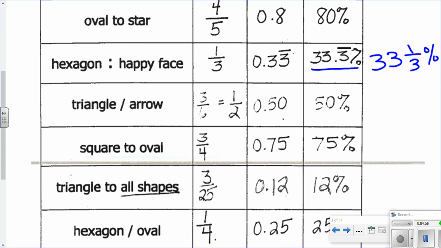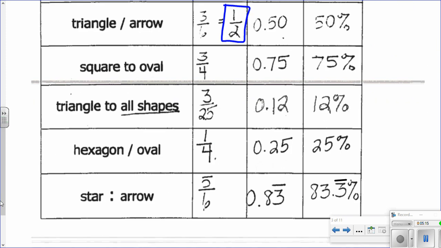Okay, so the next one, triangles to arrows. There were 3 triangles and 6 arrows, so you have to reduce. So your answer would be 1/2, and then we know those are your decimal and percents. Let's see, squares to ovals. There's 3 squares and 4 ovals, 0.75 and then 75%.